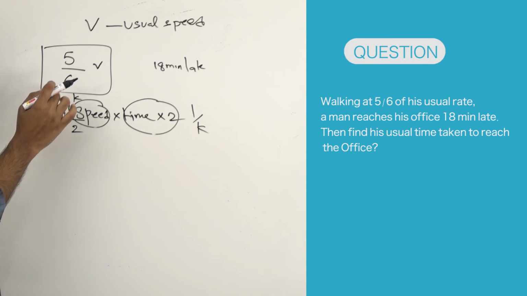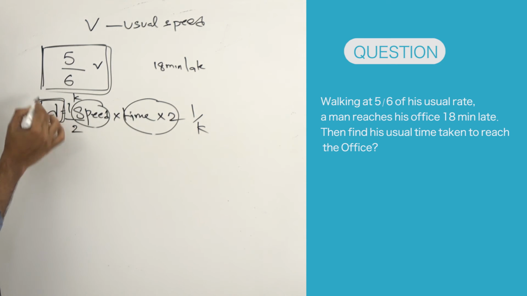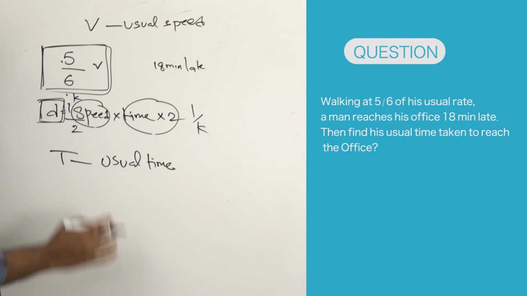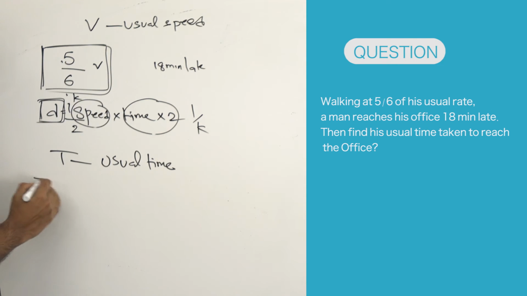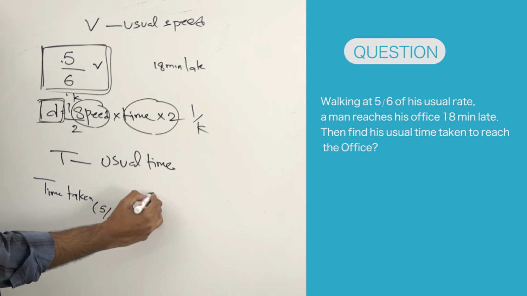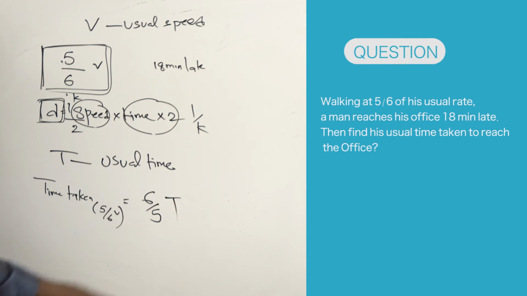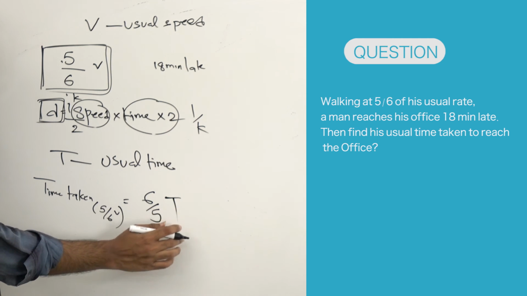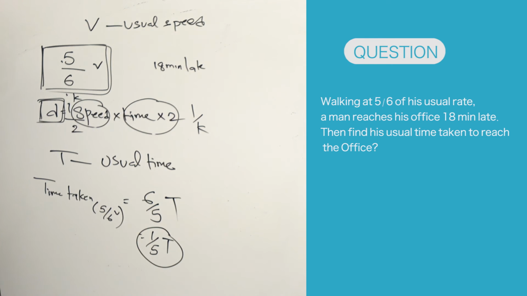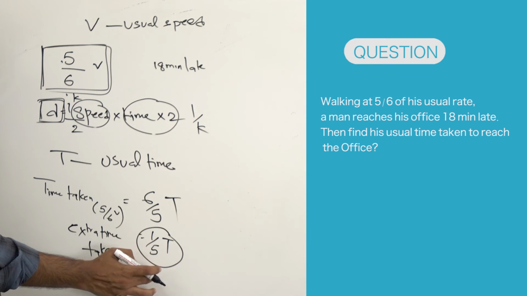In this case, what he mentioned is this guy is traveling at 5/6 of his speed. So now what should happen to the time? Let's say usual time is t. When he travels at 5/6 of his usual speed, the time taken should be 6/5 of the usual time. That means how much time is he taking extra? 1/5 of the usual time he is taking extra. I am writing extra time taken. Extra time taken is 1/5 of the usual time.